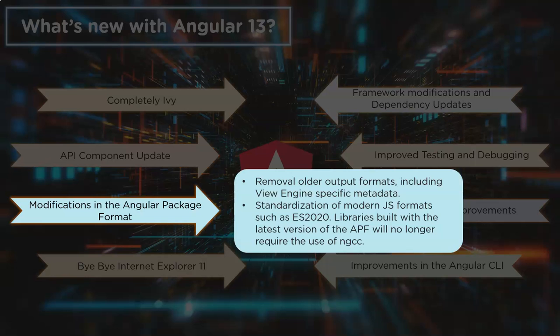Followed by that, we have the modifications in the Angular package format. The Angular Package Format (APF) has been streamlined and modernized to better serve developers. To streamline the APF in version 13, the team removed older output formats including View Engine specific metadata. To modernize it, they have standardized on more modern JavaScript formats such as ES2020. Libraries built with the latest version of the APF will no longer require the use of NGCC. As a result of these changes, library developers can expect leaner package outputs and faster execution.